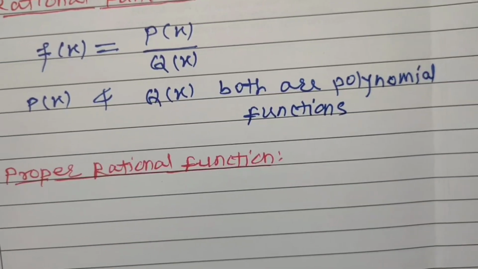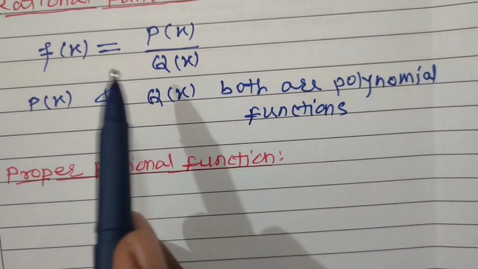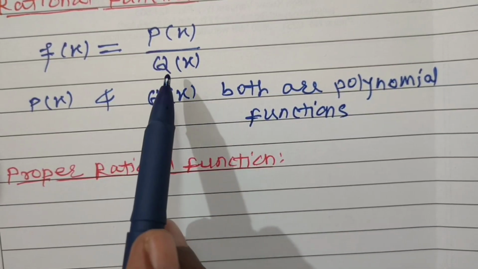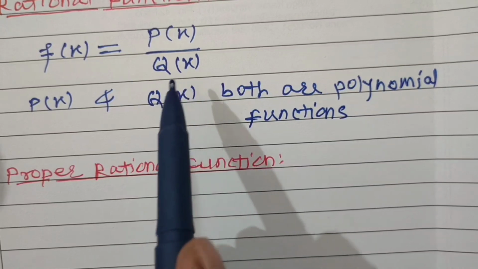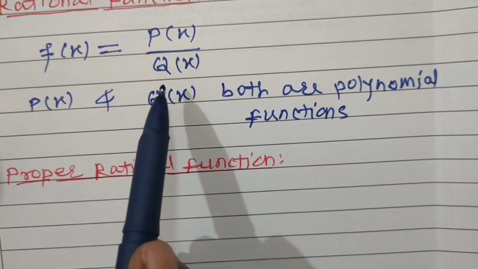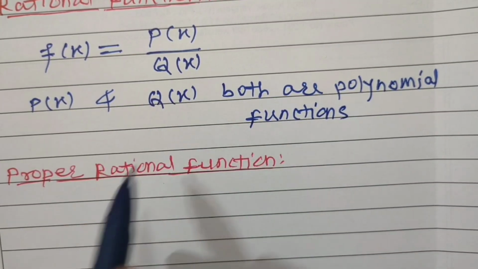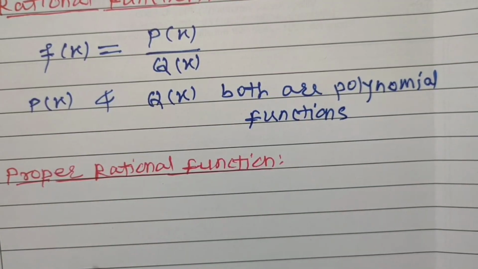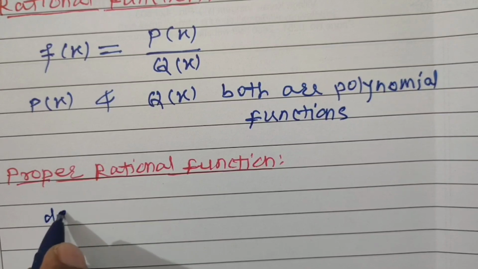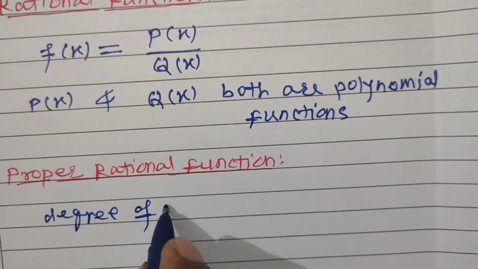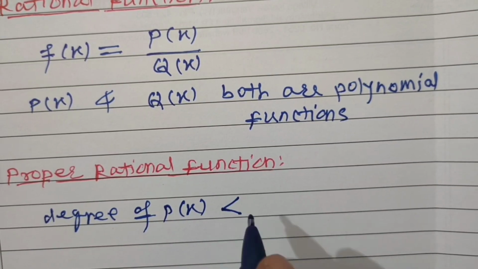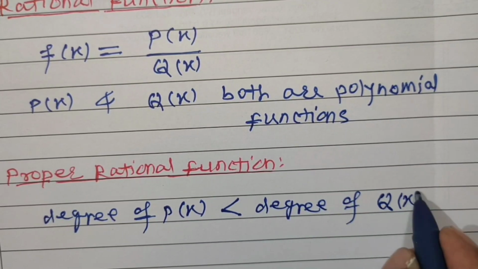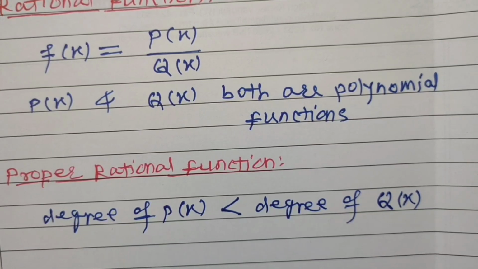Now let us know about proper rational function. Here in a rational function, if suppose degree of numerator is less than degree of denominator, means degree of p of x is less than degree of q of x, then that rational function is known as proper rational function. So we can write here: degree of numerator p of x strictly less than degree of denominator q of x. Then such function is known as proper rational function.